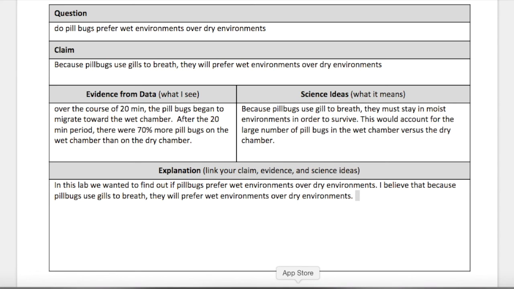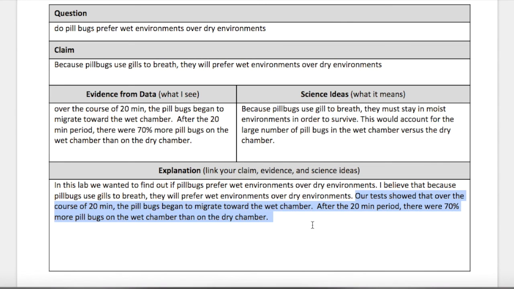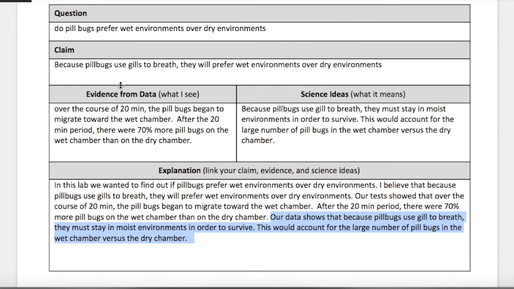Now we can link our evidence. Our test showed that over the course of 20 minutes, the pill bug began to migrate towards the wet chamber. After the 20-minute period, there were 70% more pill bugs on the wet chamber than on the dry chamber. And finally, we link our science ideas. Our data shows that because pill bugs use gills to breathe, they must stay in moist environments in order to survive. This would account for the large number of pill bugs in the wet chamber versus the dry chamber.